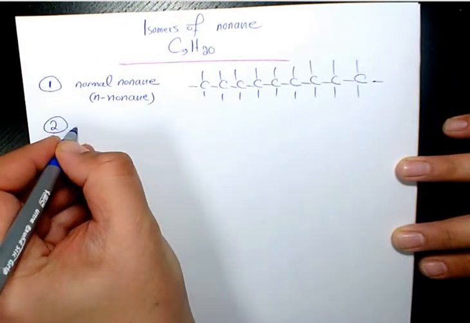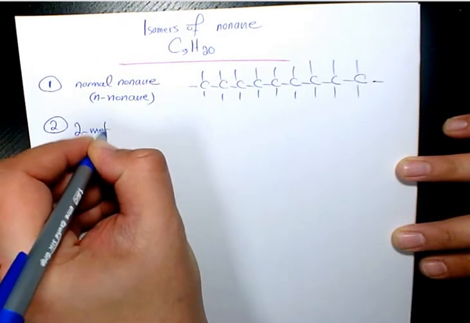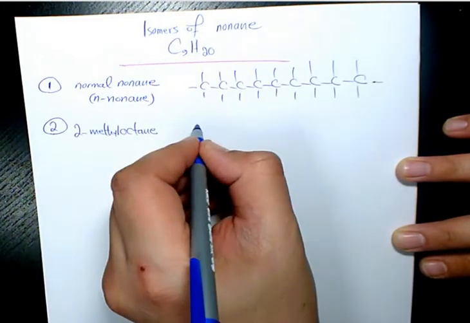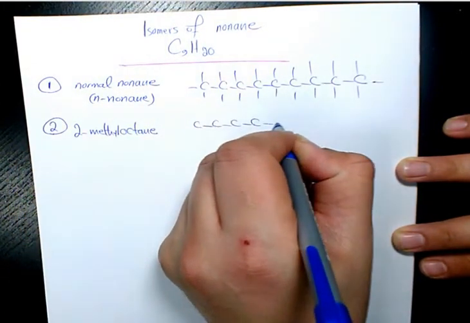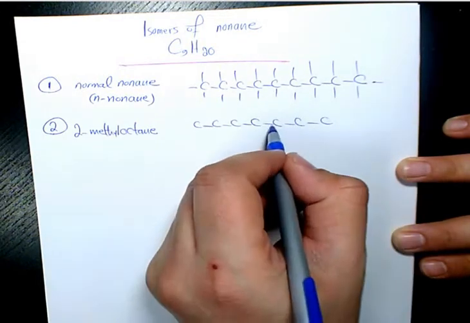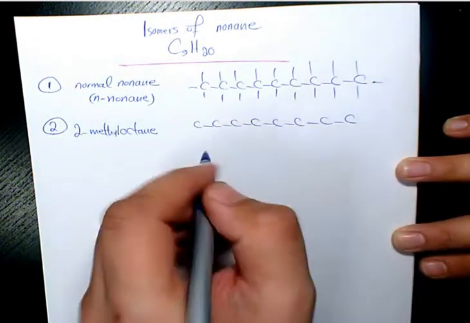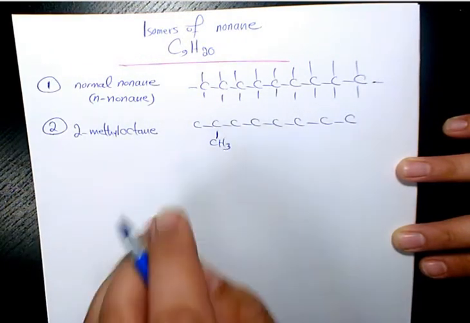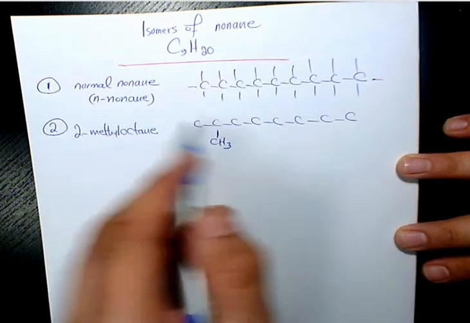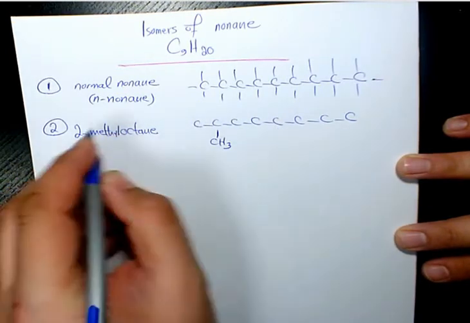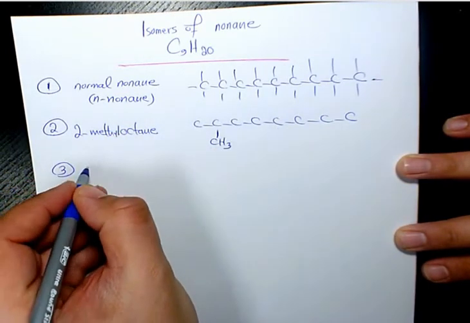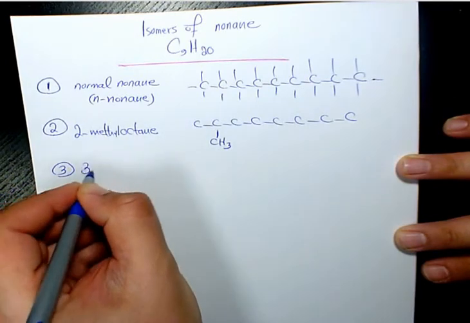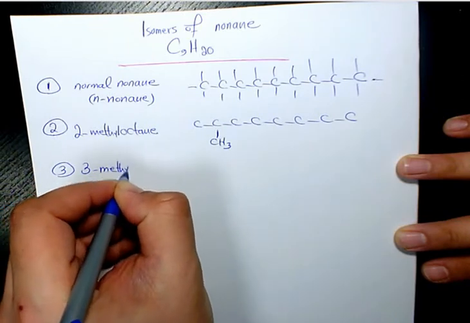Second one is going to be 2-methyl octane, which means that we have 8 carbon and we have the methyl group on the second carbon. Next one is going to be very similar to the second one, but we change the position of methyl group. It's going to be 3-methyl octane.